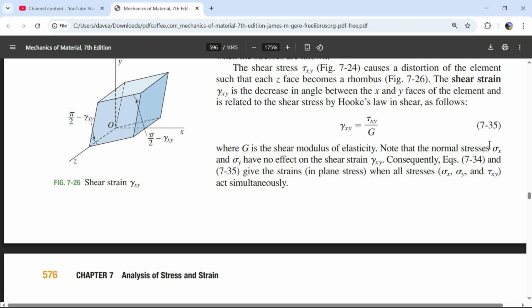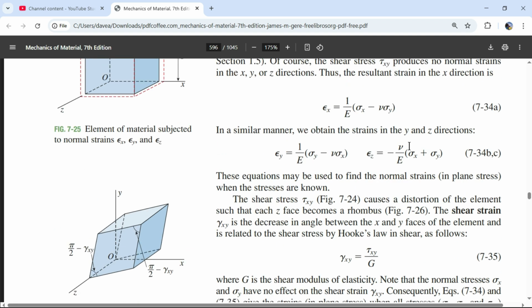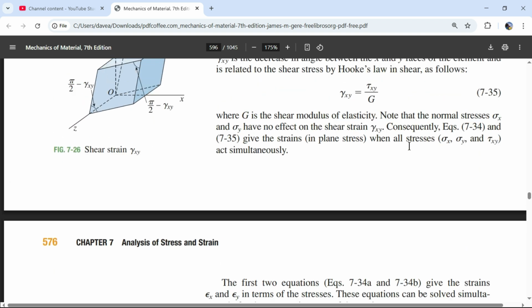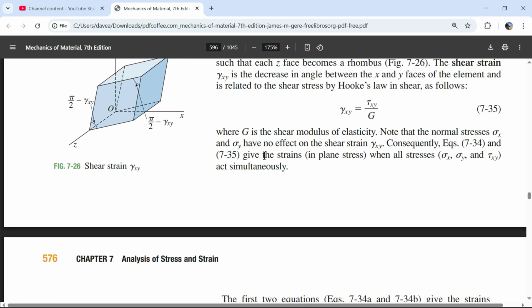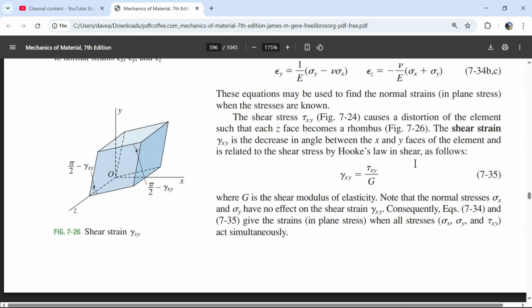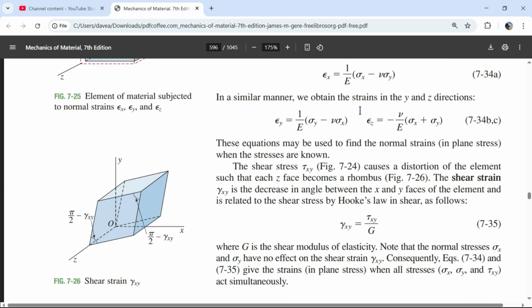All right, so note that the normal stresses sigma x and sigma y have no effect on the shear strain. So this equation is not related to sigma x or sigma y. Consequently, those previous equations in 735 give the strains when, so these two equations that we derived, or all three of them. Oh no, it just says these two equations in the x direction, sigma x and the strain. Let's see what it says. Give the strains in plane stress. Yes, because this is a strain equation, and this is a strain equation.